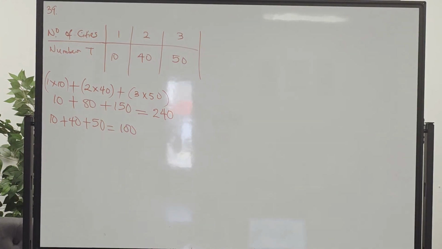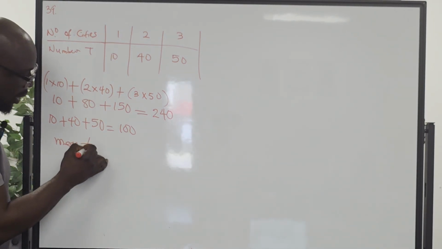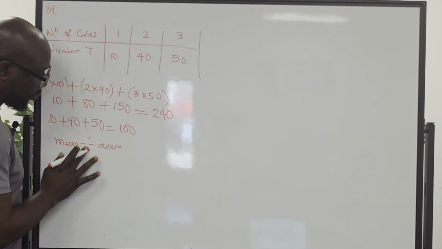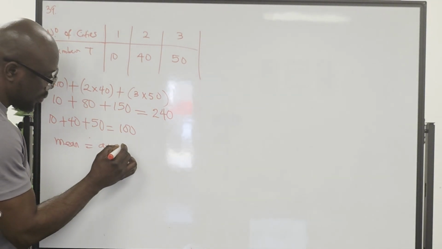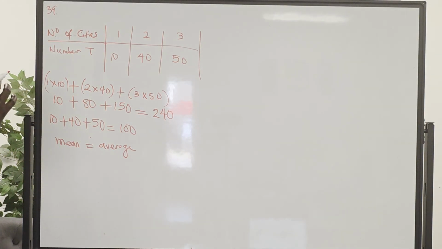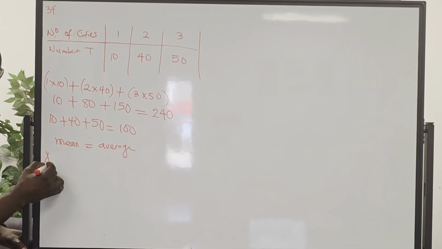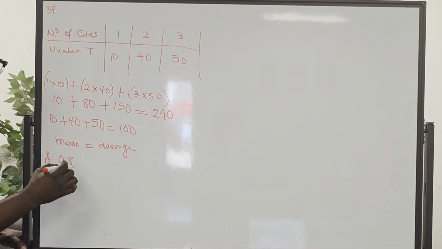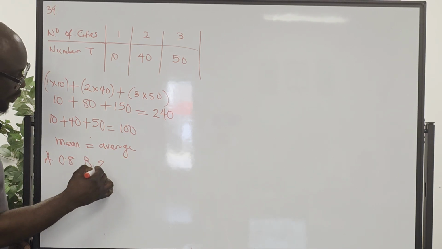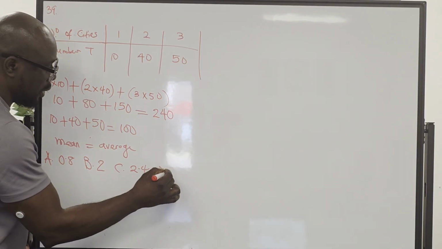So the question is, what is the best estimate of the mean number of cities? Again, mean. In this case, average, right? Mean is average, which is how many cities people visited for this question. So option A, 0.8. Option B, 2. Option C is 2.4. And option D is 3.